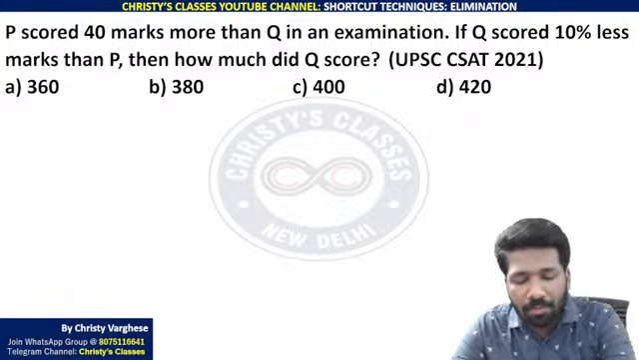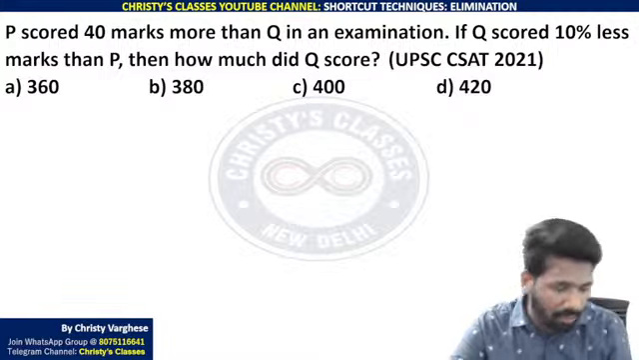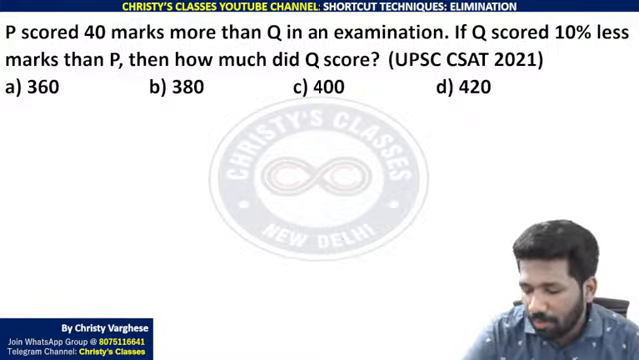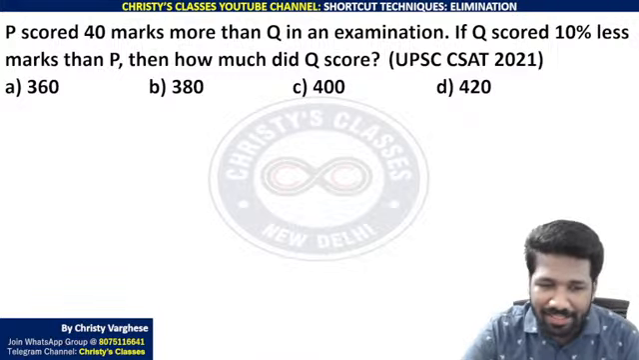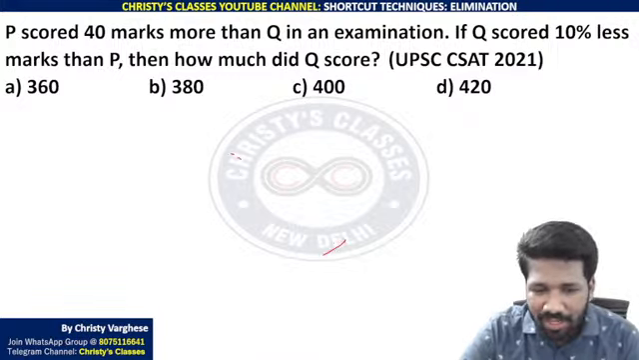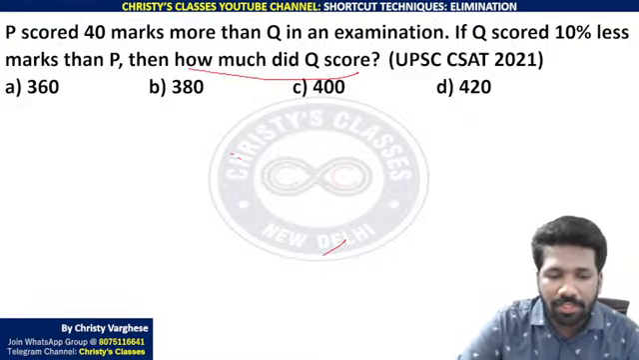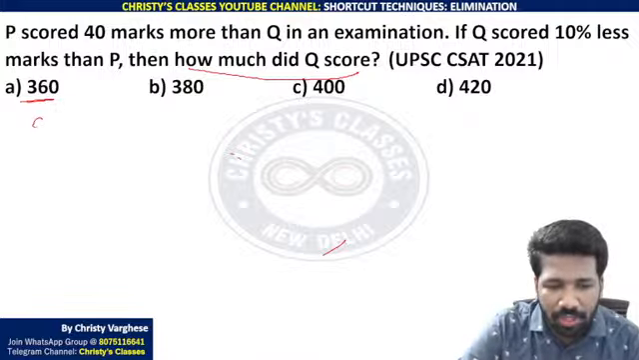Okay, due to lack of time, I will start explaining. Even in this question, you can have other methods, but elimination will give you clarity in the question. One good thing about elimination is that it will make you understand the question easily. So here, the question is asking how much did Q score? Let us check each option. Option A being the answer means Q scored 360.